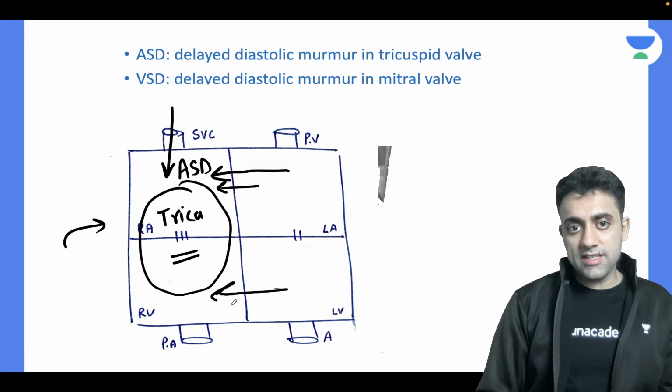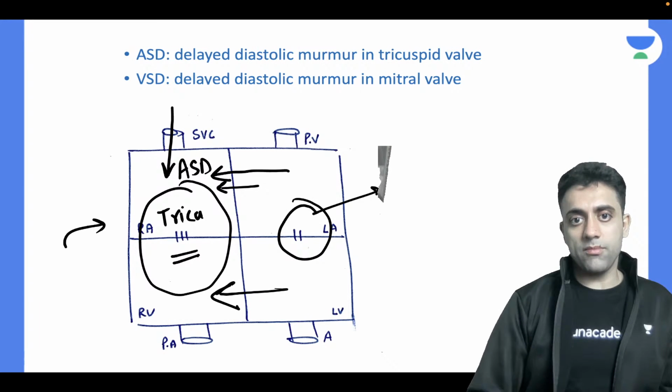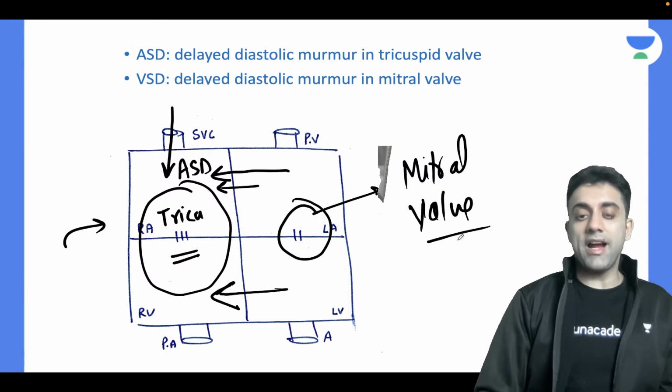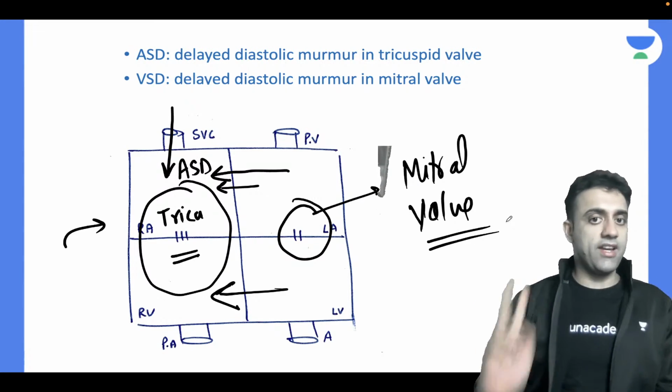In a case of VSD, there will be a delayed diastolic murmur in the mitral valve. These two points are very important.